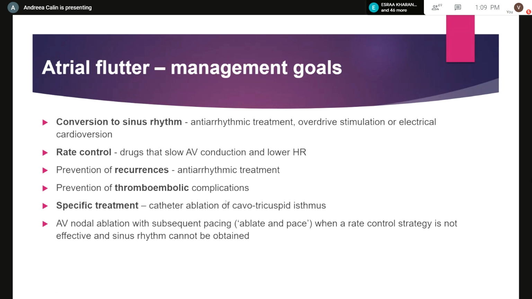But the specific treatment in patients with atrial flutter includes catheter ablation of this cavotricuspid isthmus, because this is the macro-reentrant arrhythmia dependent on this structure, and if we perform ablation of this region, you should reduce to zero the risk of recurrences. And when the rate control strategy is not enough and is not effective, and the patient doesn't want to perform catheter ablation, we can perform AV nodal ablation with subsequent pacing in the right ventricle to control the heart rate.